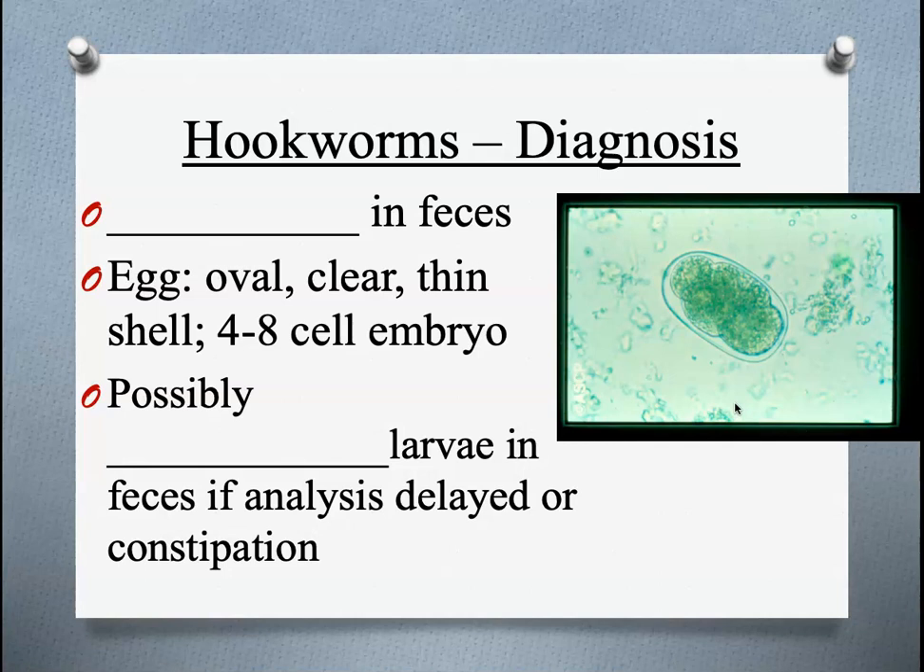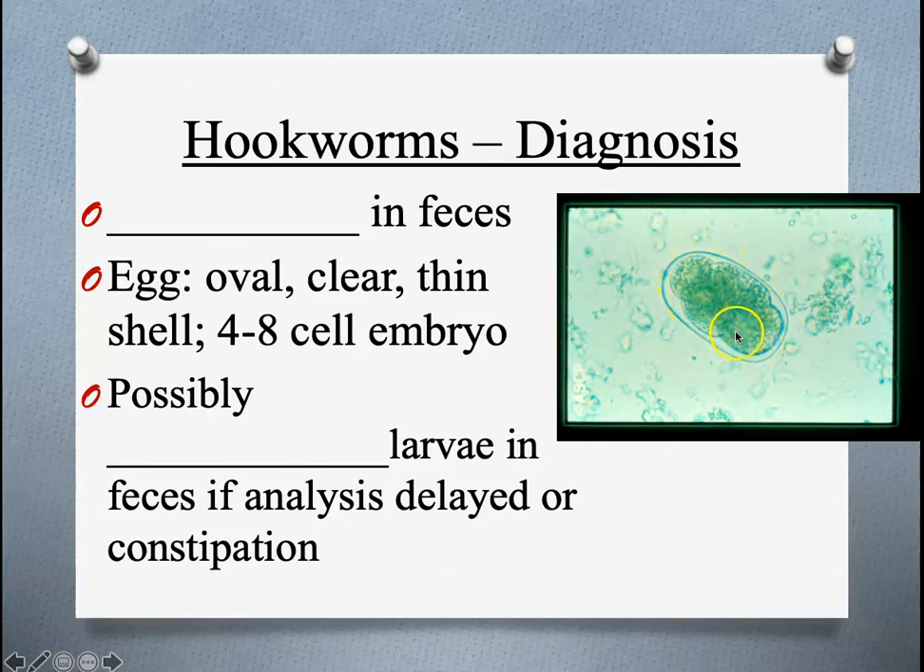Now, this may seem not very characteristic, nothing to stand out about this egg. But once you start to look at hookworm eggs over and over, it will start to stand out to you. So it's got a thin shell, and the inside of it has these cleavages of the embryo. So you get these 4 to 8 little lobes occurring inside of the egg. And I always describe it as looking like a cloud.